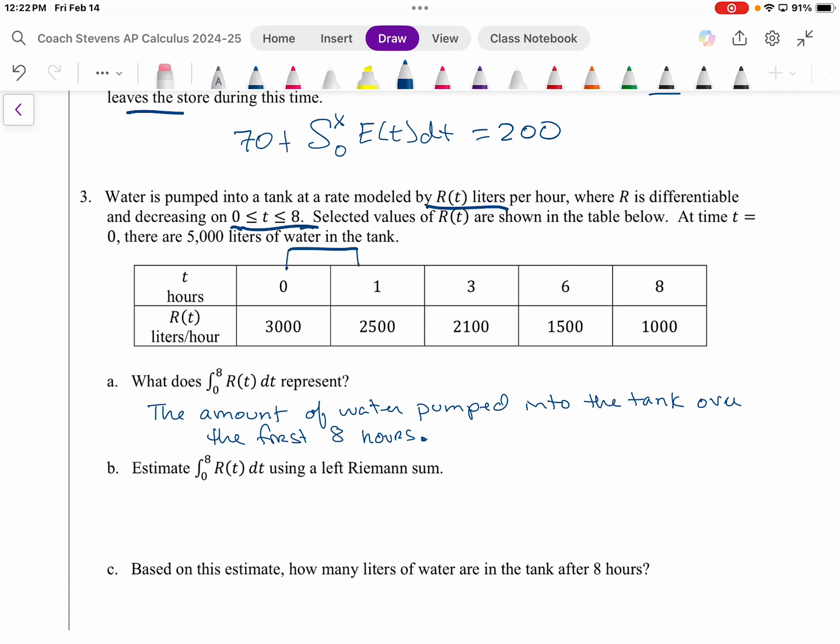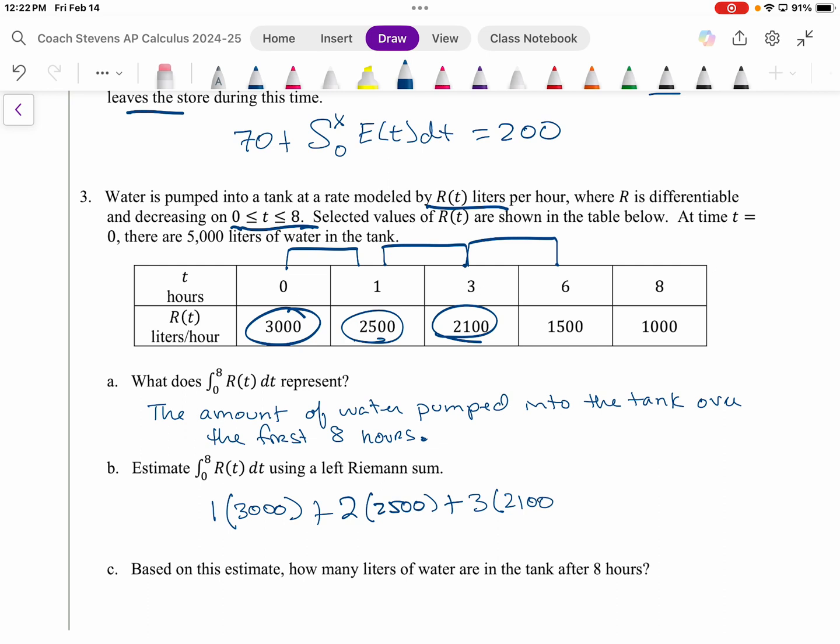Our first one, the width is 1 times the left value, 3,000. Plus, our next rectangle is from 1 to 2, so that is 1 times the left 2,500. Plus, then we go from 3 to 6 for our next rectangle for a width, so that would be 3 times 2,100. Plus, the last rectangle is 2 times the left one, 1,500.